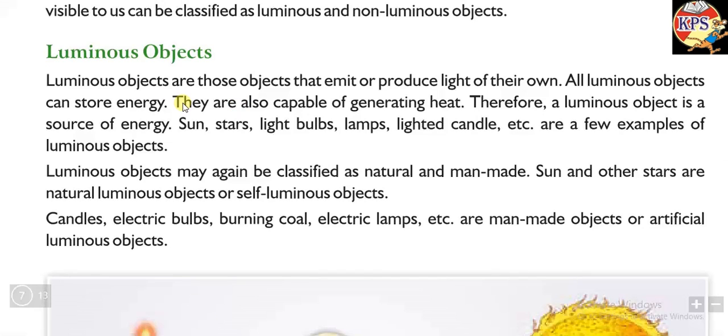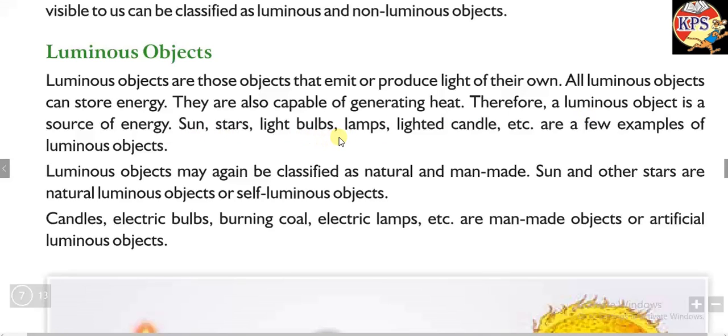Some objects produce their own light, like the sun, so they are luminous objects, like fire. All luminous objects can store energy. Every luminous object like the sun or fire produces energy as well. They are also capable of generating heat. It means if you are near the fire or any light, they also generate heat. Therefore, a luminous object is a source of energy.